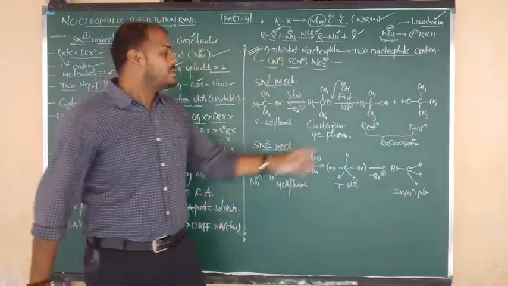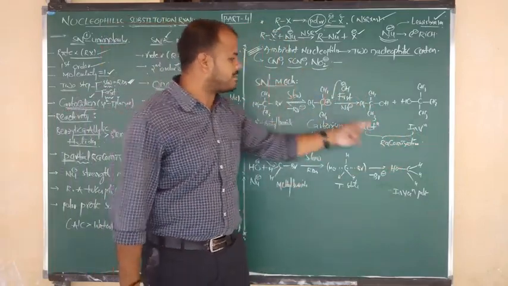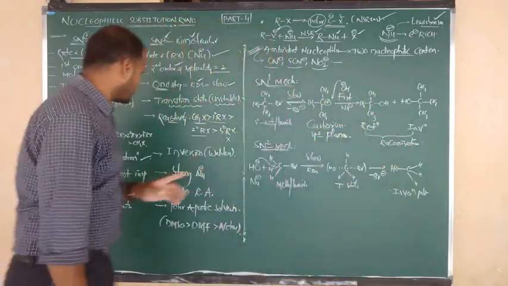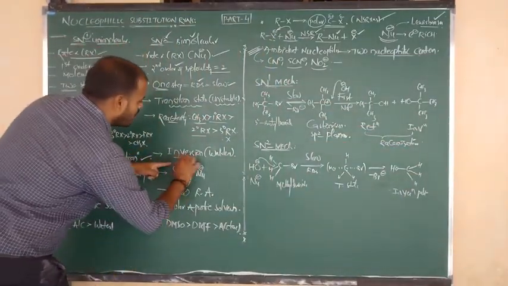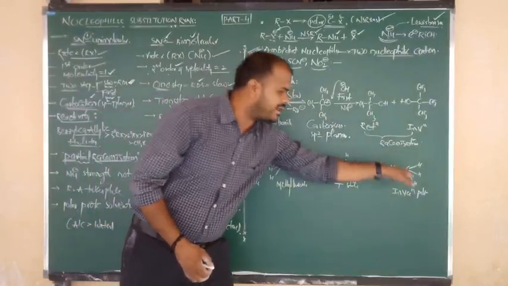So what is the final product in SN1 mechanism? Racemization, or we can say partial racemization. And what is the final product in SN2? Inversion, or we can say Walden inversion.